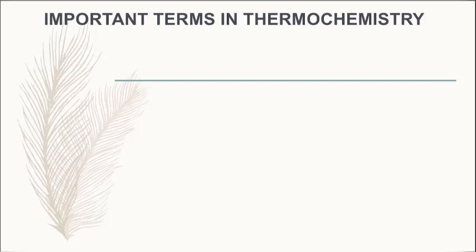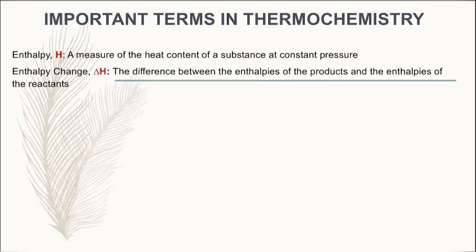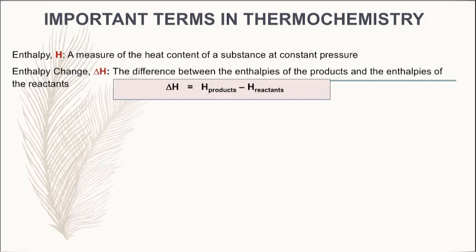Now, here are some important terms that you must know in learning thermochemistry. The first one is enthalpy, or the symbol H. It is a measure of the heat content of a substance at constant pressure. Basically, enthalpy tells you how much heat does a system have. Next is the enthalpy change, or the symbol is delta H. It is the difference between the enthalpies of the products and the enthalpies of the reactants in a reaction. This is the formula in calculating the enthalpy change. Enthalpy of products minus enthalpy of reactants.